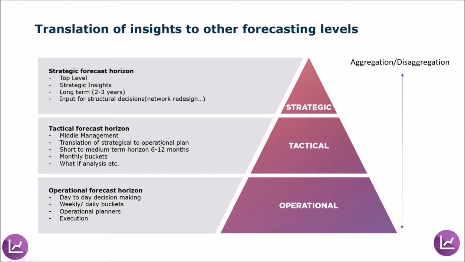Leading indicator forecasting for sure started more on the tactical horizon. So the idea was to improve the tactical forecast, 6 to 12 months out. If it's a tactical forecast, we are not talking about individual customer product combinations. No, we are typically talking about product groups.